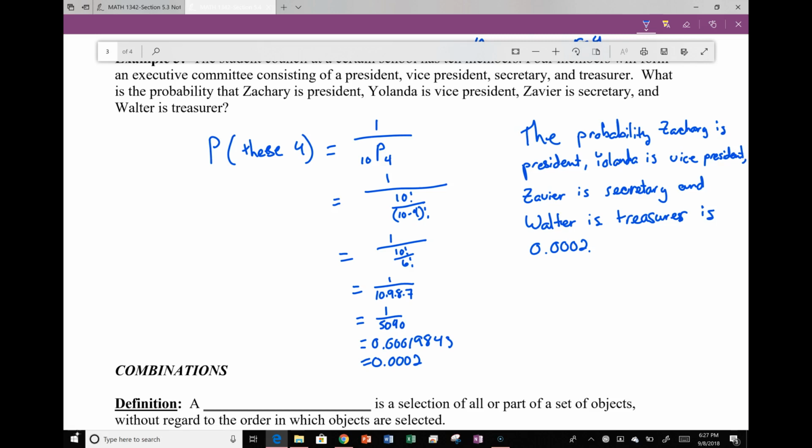Now, if they were asking what's the probability that just Zachary is president and it doesn't matter who's after him, those would have a higher probability. But because we're looking at the probability of all 4 of these events happening at the same time, it's a much lower probability. So try some of the problems with counting and permutations, and then let me know if you have any questions.